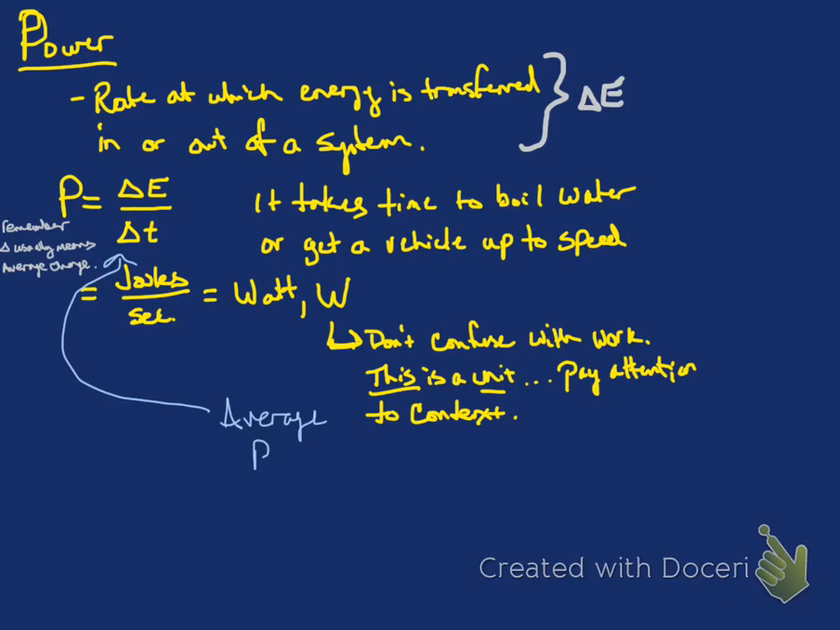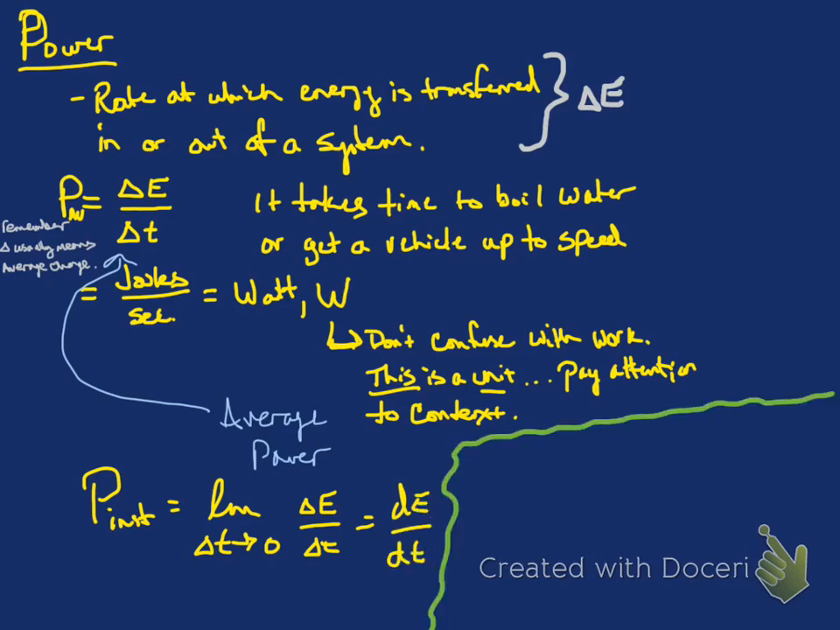Now, again, the delta E and delta T gives us our average power. But whenever you see deltas, you should know it's coming. If we do this instantaneously, we take the limit as that delta T approaches 0. Delta E over delta T becomes dE dt.